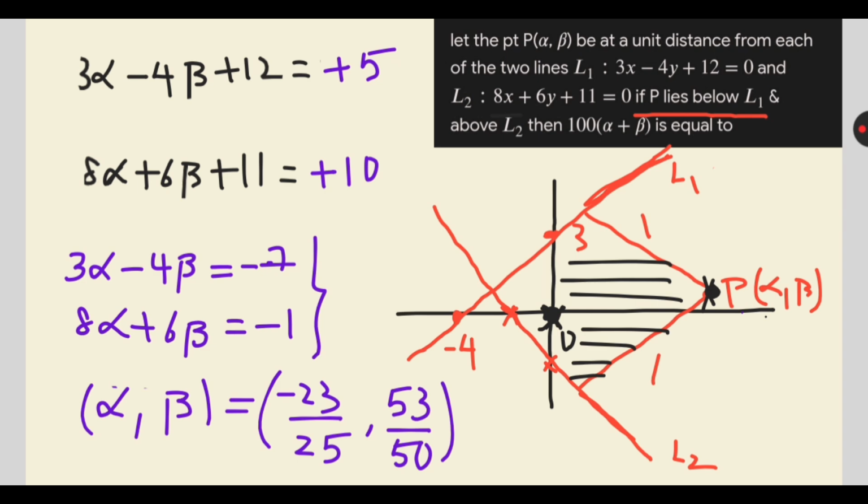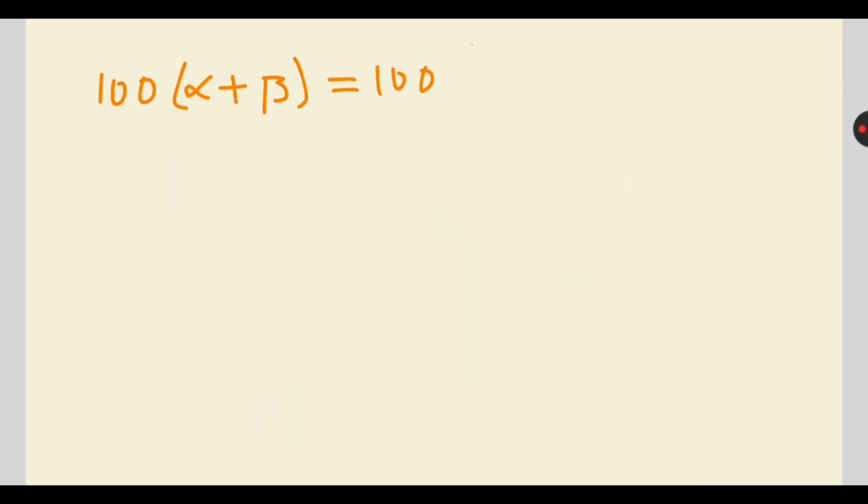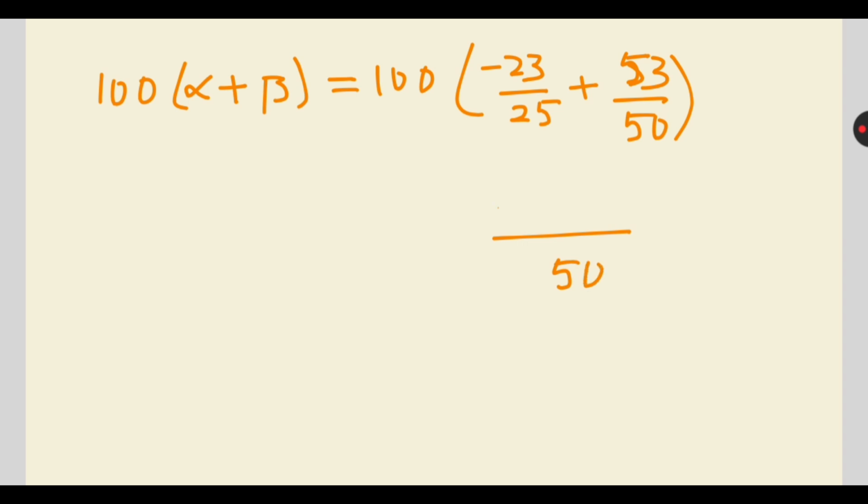What do we need to find? We need to find 100 times alpha plus beta. So 100 times, what is alpha? Minus 23 over 25 plus what is beta? Plus 53 over 50. So if we take LCM here, then we are going to get minus 46 plus 53, which is nothing but plus 7 times 100 here. So after cancelling, we are going to get plus 14. So that is the value of 100 times alpha plus beta.